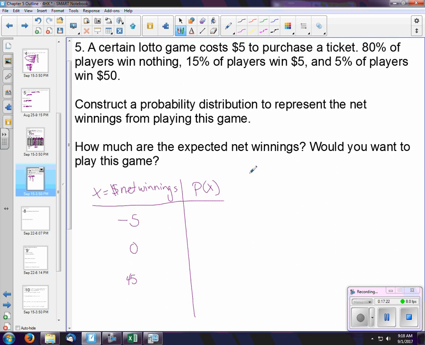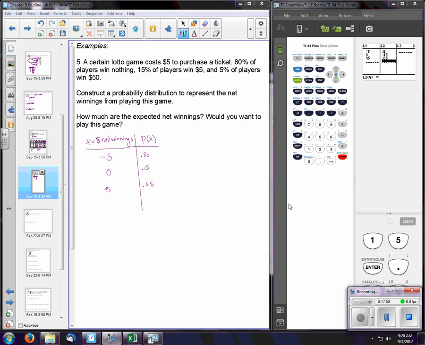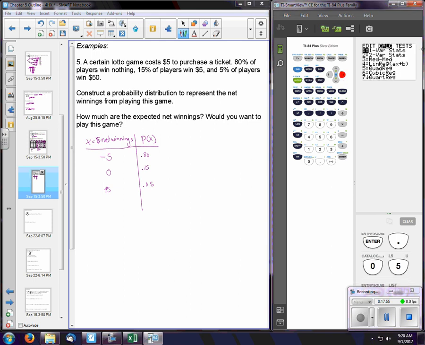They told us the probability that somebody loses is 80%. The probability that they break even is 15%, and that they win $50 is 5%. So if you wanted to use the calculator to complete these, you go ahead and enter your data in list 1 and list 2, and either use the steps on the previous example, or go ahead and use one var stats, which is what we'll do here. Now that our data is entered into L1 and L2, I'm going to go under Stat, Calculate, one var stats. Make sure your list and frequency are correct, and then press Calculate.